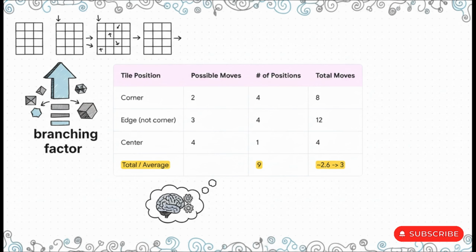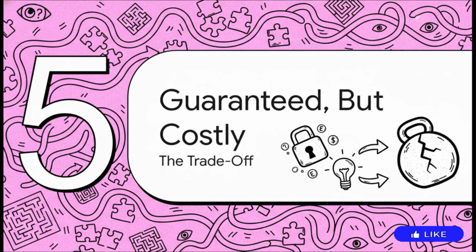And if you're wondering where that branching factor of 3 comes from, it's just an average. As you can see here, if the empty tile is in a corner, you've only got 2 possible moves. If it's on an edge, you've got 3 moves, and if it's right in the sweet spot in the center, you've got 4 moves. You average all that out, and you get about 2.6, which, for our math, we just round up to 3.